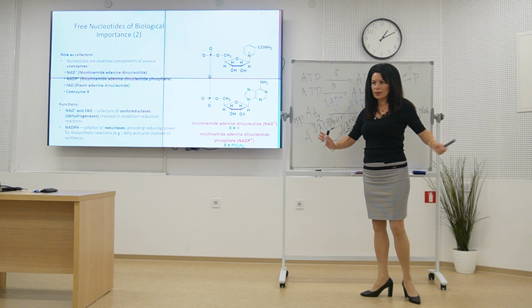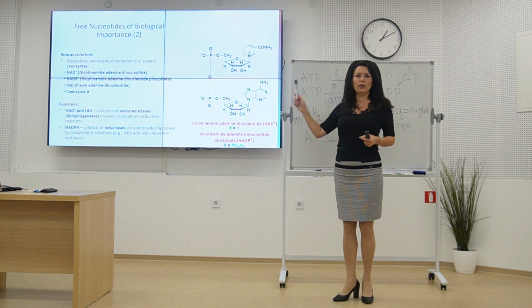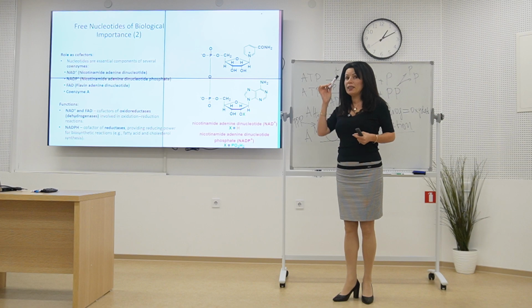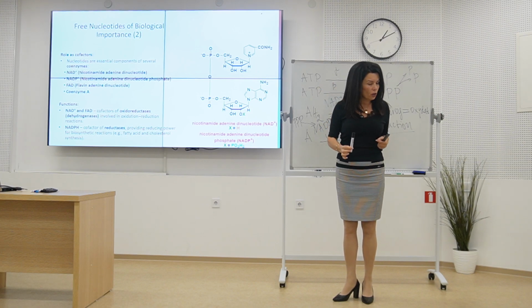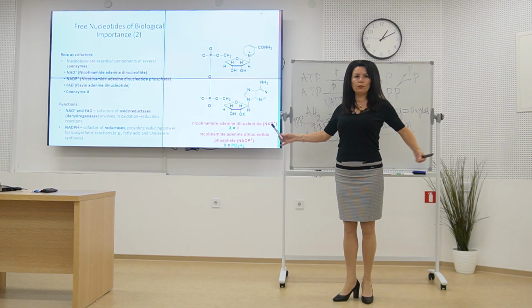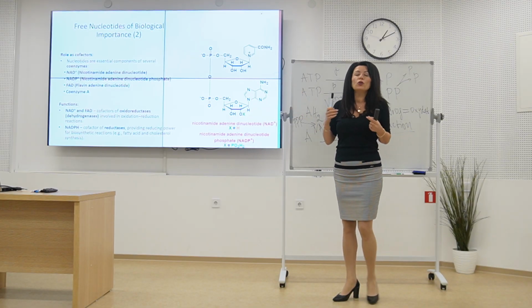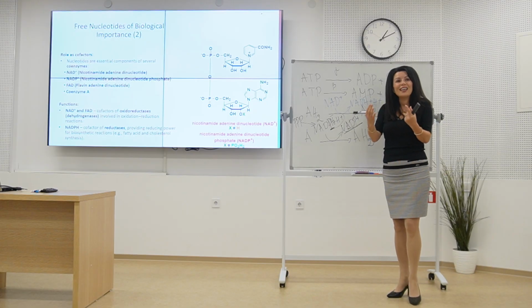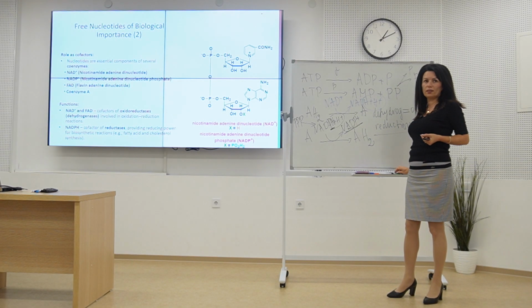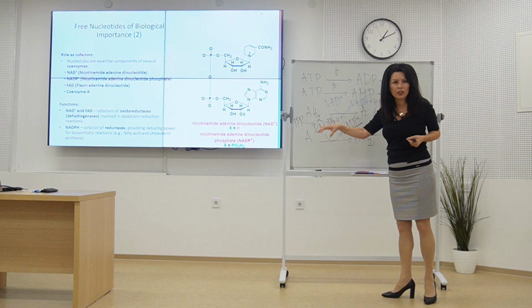To summarize, NAD and FAD are cofactors of dehydrogenases. NADPH is a cofactor of reductases. Both of the types are called oxidoreductases, but you need to specify where exactly they are used. Not only oxidoreductases. You need to know in which direction they are used.